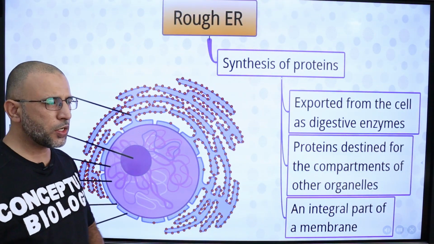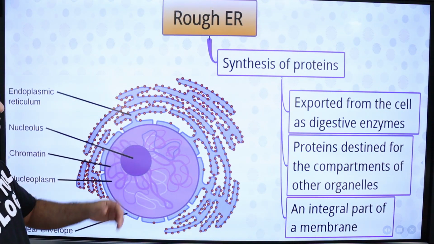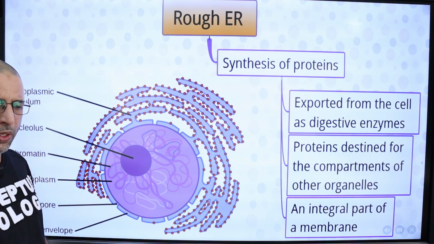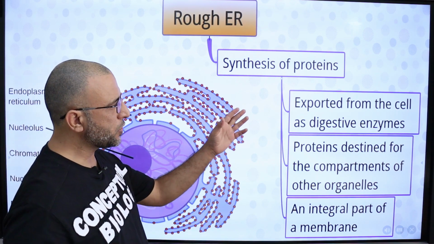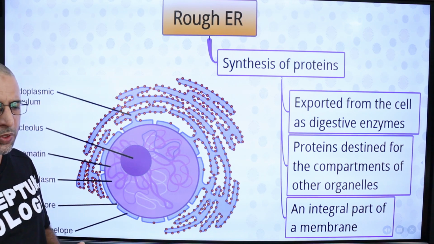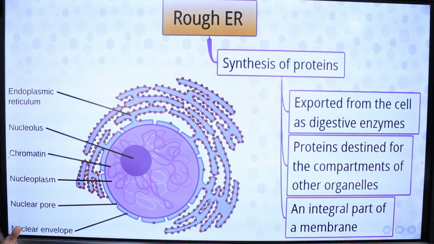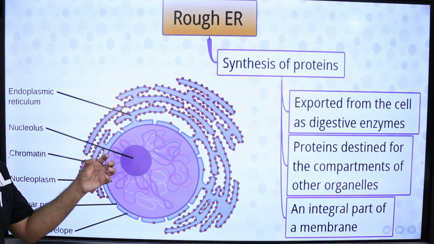Rough endoplasmic reticulum is involved in the synthesis of protein, and that protein is exported from the cell as digestive enzymes, or as proteins destined for the compartments of other organelles, and this protein might be an integral part of the membrane.